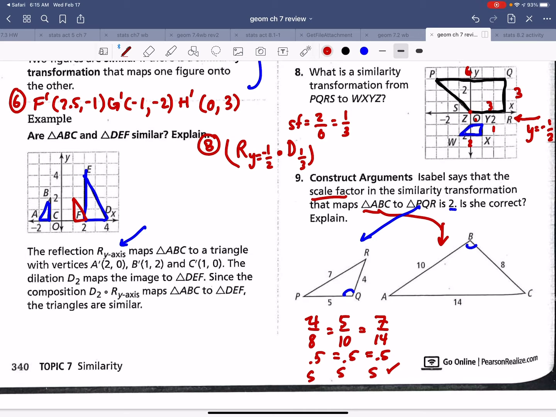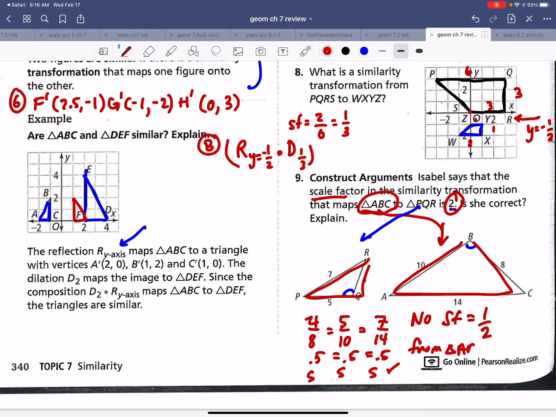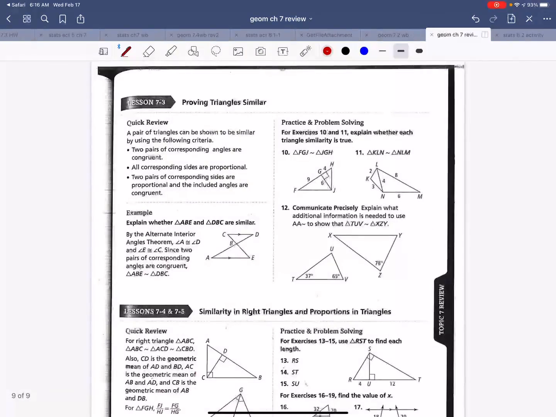Okay. So is it correct to say that this shape maps on top of this with a scale factor of 2? No, the scale factor is 1/2 because from ABC to PQR, it gets smaller. Nice. All right, next one.